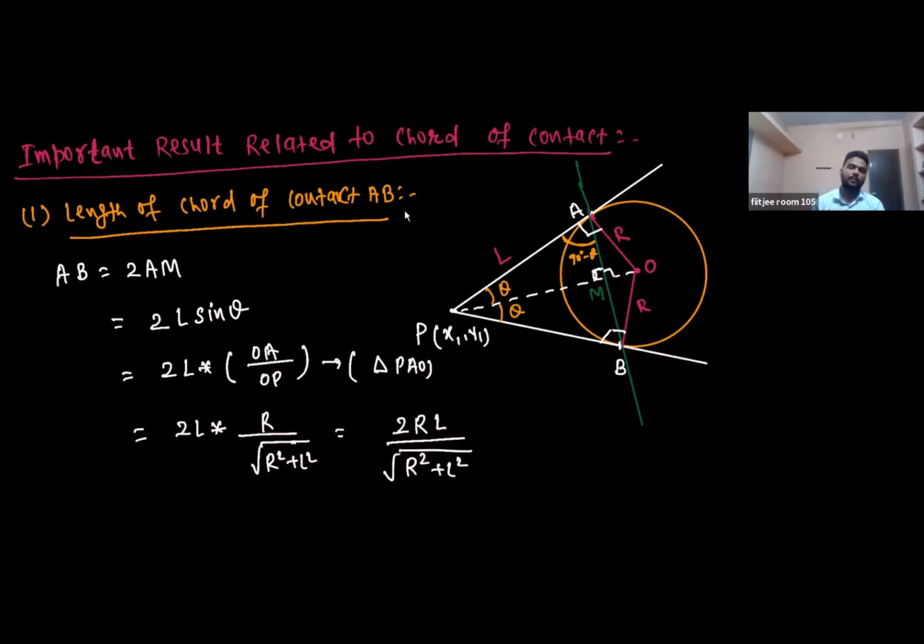Okay. So yes, I can say 2RL divided by square root of R square plus L square. This should be our answer. Okay, length of chord AB, I am getting 2RL divided by square root of R square plus L square.